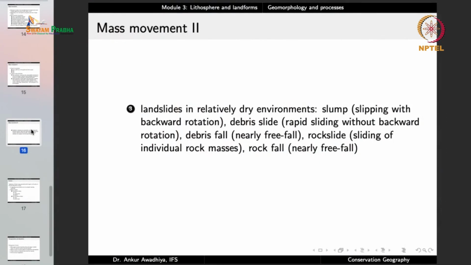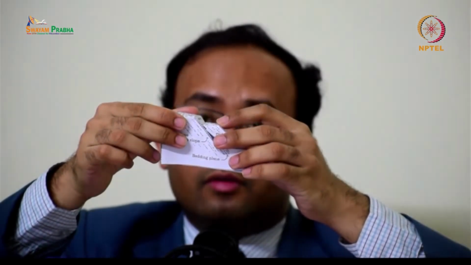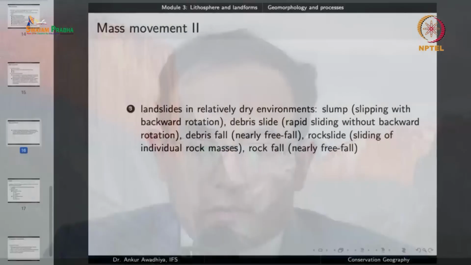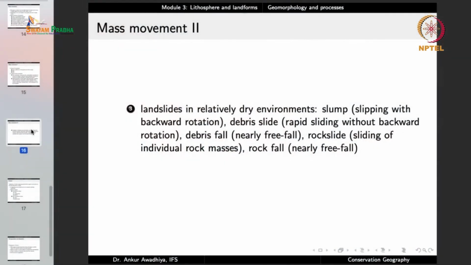We also have slide. A slide is a rapid sliding without backward rotation, meaning that if we begin with a situation like this, so here you have a flat land. In the case of slide, this portion goes down like this. So the matter has gone down, but we still have this flat area on the top. There is no rotating movement. It does not rotate like this. It just remains a flat portion. So that is slide, and we can have debris slide, which is movement of debris.